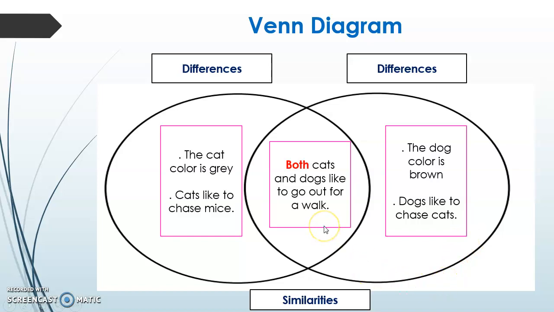So what does the cat and the dog like to do? In common, they both like to go out for a walk. But in this case, the color is different. Here, cats like to chase mice, while dogs like to chase cats.